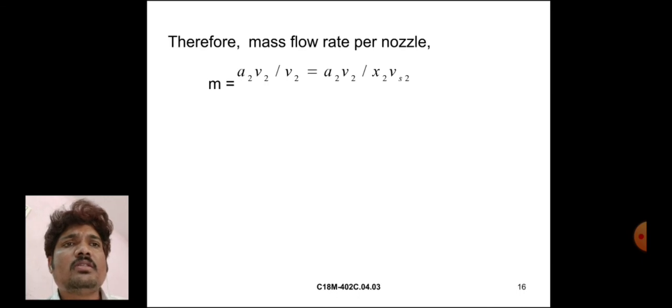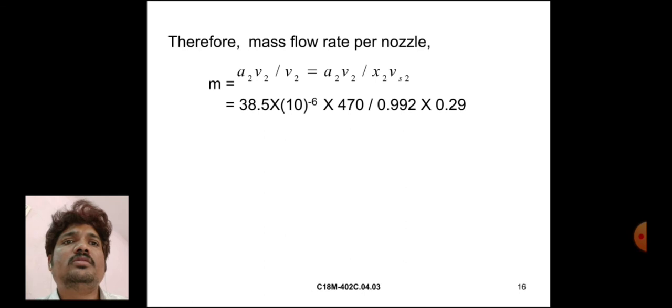Velocity of the steam at throat, V2. This V2 is divided by X2 VS2. These values are A2 is 38.5 into 10 power minus 6, V2 is 470, by X2 0.992 into VS2, specific volume of the saturated steam at throat condition 0.29. These values are substituted in the above equation, we get the mass flow rate for nozzle.